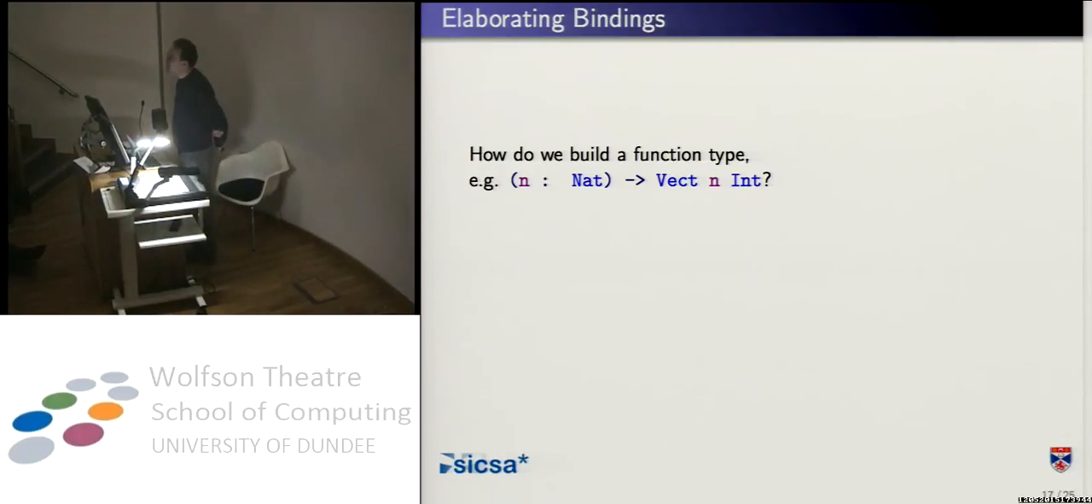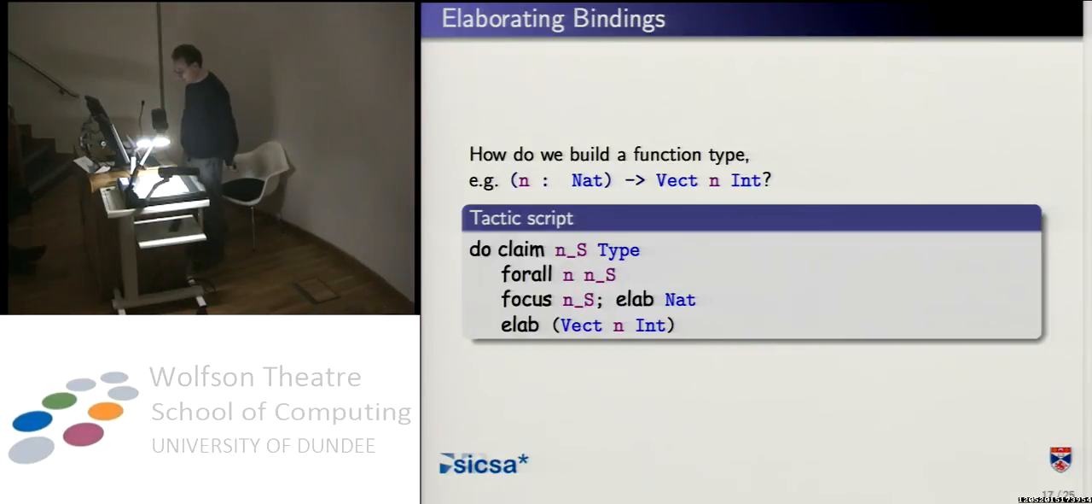So for function types, just another example of a high-level feature, is the only other one I'll do. So we've got for all n in Nat, giving us a vector of n Ints. We'll invent something for the type. We'll say that there is an n which has that type that we've just invented. We'll then focus on that type we've just invented and elaborate it, and then we'll elaborate the scope. And again, fingers crossed, that's all we need to get us to a fully elaborated program. And if it's not, we'll report that back to the programmer.